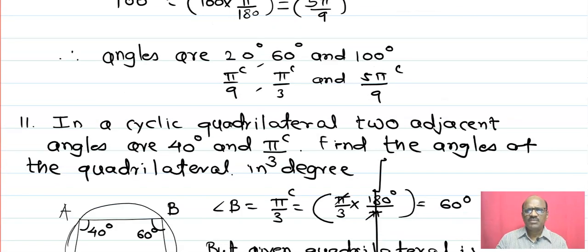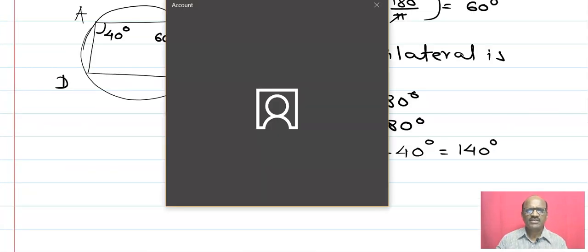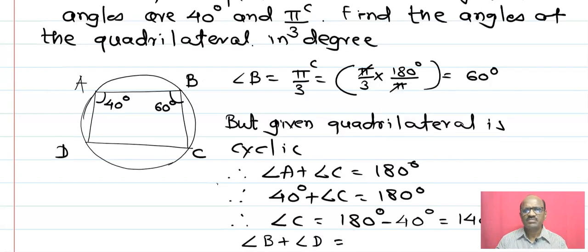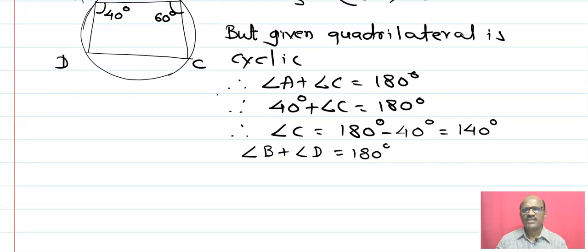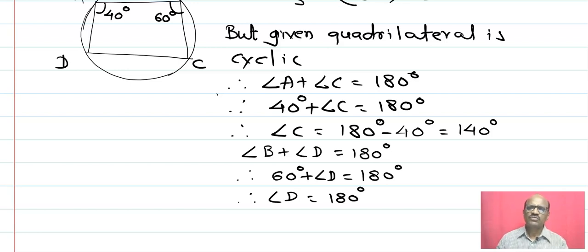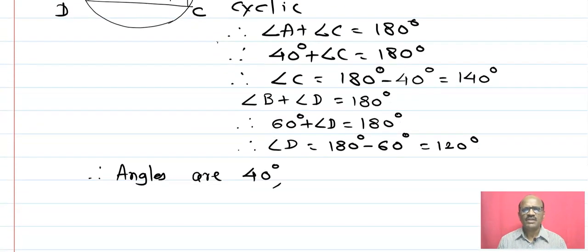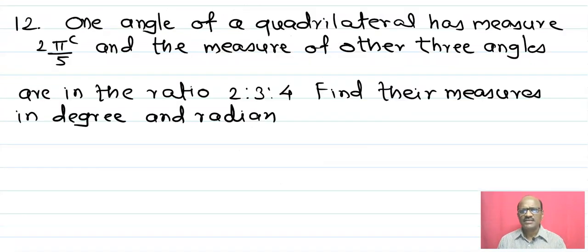Now one important property of a cyclic quadrilateral, that you have learned in the 10th standard, is that the opposite angles are supplementary, that is their sum is equal to 180. Therefore, the measure of angle A plus the measure of angle C is equal to 180. Therefore, the measure of angle C is equal to 180 minus 40, that is 140. Also, the measure of angle B plus the measure of angle D is equal to 180, and you get the measure of angle D is equal to 120. Therefore, the angles are 40 degrees, 60 degrees, 140 and 120.